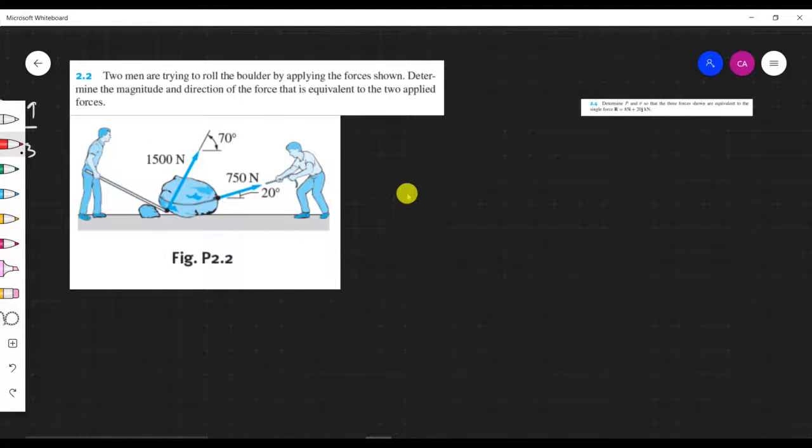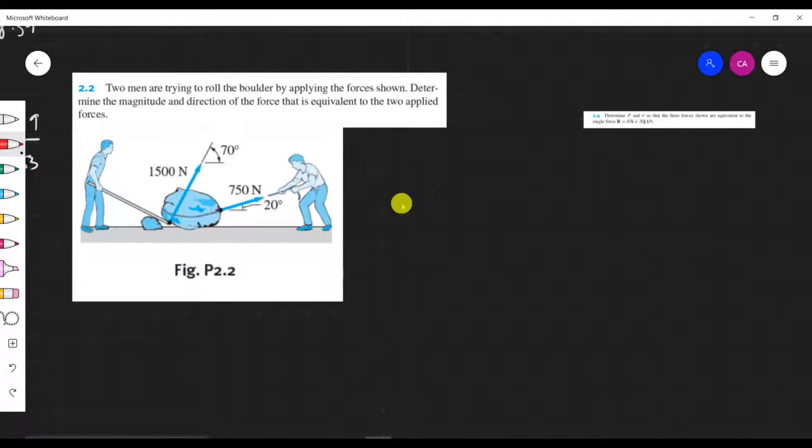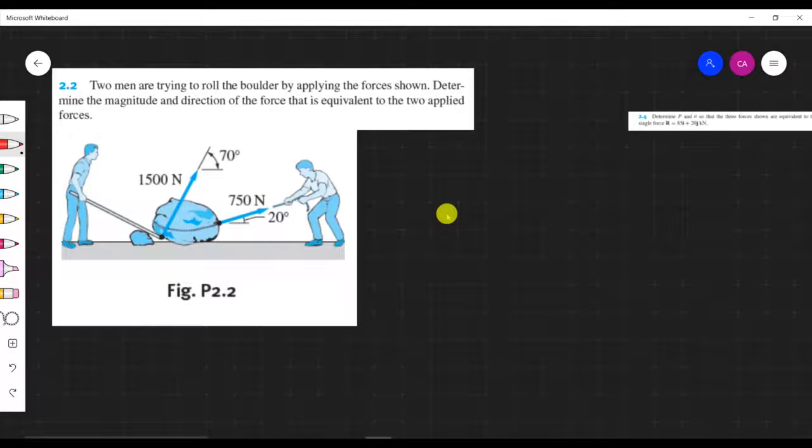Okay, ngayon, so two men are trying to roll the boulder by applying force as shown. Okay? Determine the magnitude and the direction of the force that is equivalent to the two applied forces. Ibig sabihin nun, dalawa silang magkapatid na nagtutulungan upang i-lift yung isang batong malaki. Siguro lulunukin ni Darna. So, bubuhatin nila yan. Siyempre, dahil binubuhat nila, mayroon silang dalawang force na ina-apply sa object.